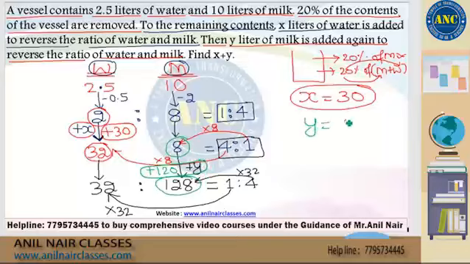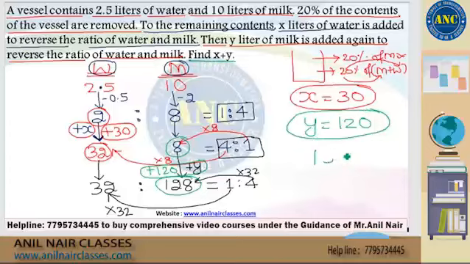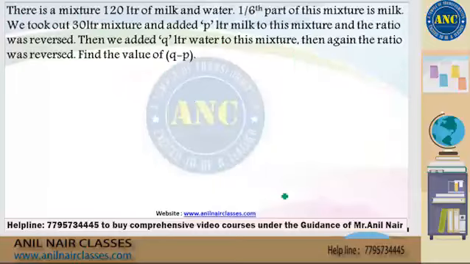I know X value as 30. I know Y value as 120. The question is to find X plus Y. 30 plus 120 is 150. Very, very beautiful way of solving a problem, sir. Another beautiful question. See this question, sir.